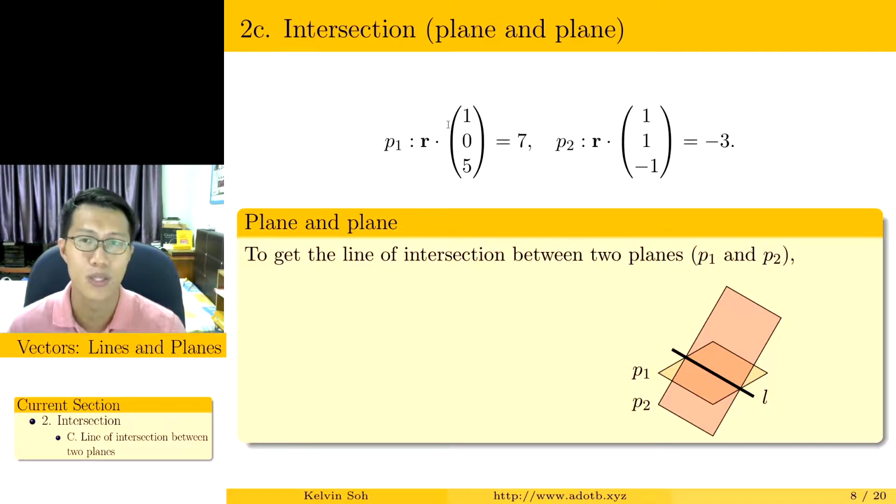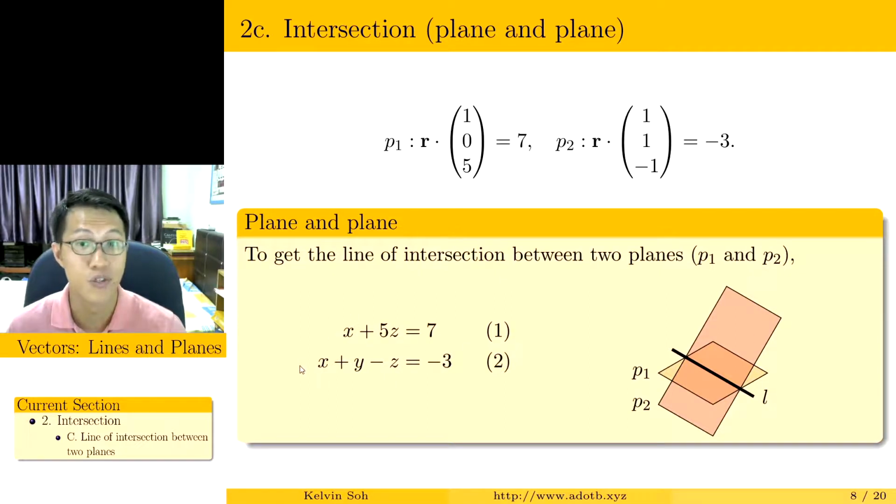Our calculators don't handle vectors very well, so currently the equation of the planes are in the scalar product form. So instead, we will convert them to Cartesian equation in x, y, and z, which our calculators are better at handling. Our first equation of the plane, r.(1,0,5) equals 7, we will convert into the Cartesian equation x plus 5z equals 7. We will do something similar for plane 2, getting our equation x plus y minus z equals minus 3.